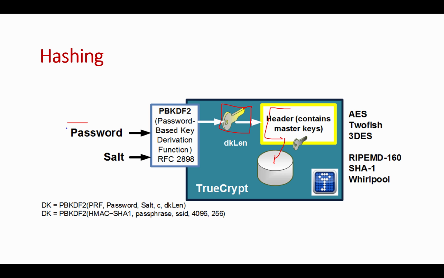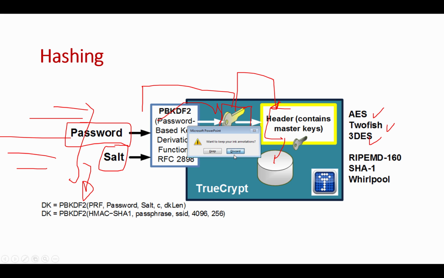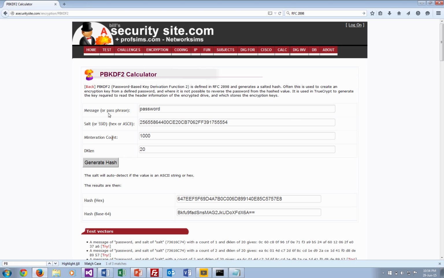PBKDF2. So with this, we add in our password, the salt value is already stored for us, and then it generates this key here of a certain length. That then decrypts the header, and then we release our key. One of these three methods is typically used, and that allows us to encrypt and decrypt. The reason it's used is because it's fairly slow in actually generating the key. So someone who's using brute force for TrueCrypt will actually take an awful long time to be able to find the correct password. So let's have a look at how this method actually looks.